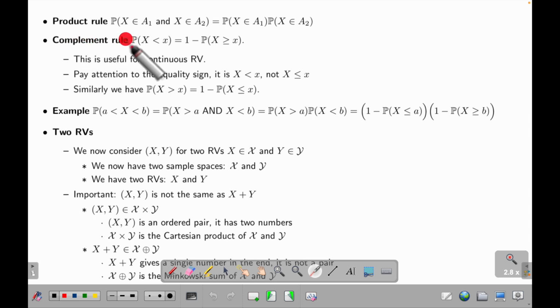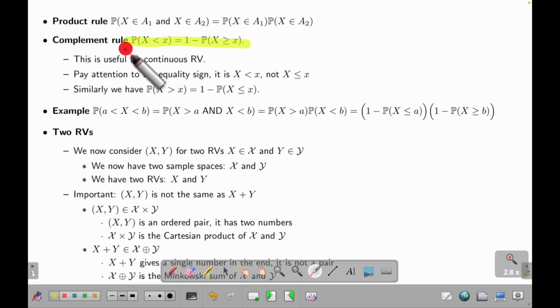We also have the product rule. For example, the probability that the random variable X takes a value in the set A1 and also X takes a value in the set A2 will be the probability that random variable X takes a value in set A1 multiplied by the probability that random variable X takes a value in A2. And we also have the complementary rule. Okay, this one is an important formula. So the probability that the random variable X is smaller than a particular small x, notice that this is strictly smaller, will be 1 minus the probability that the random variable X is larger than or equal to x. And of course, similarly, we have the probability of the random variable X strictly larger than small x equal to 1 minus the not of this statement, that is X smaller than or equal to x.